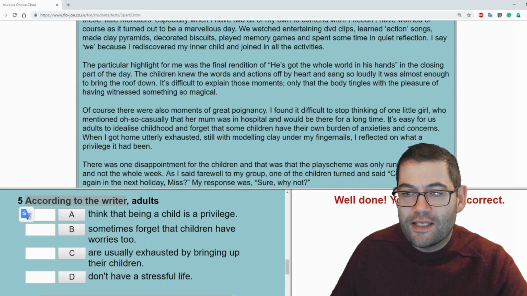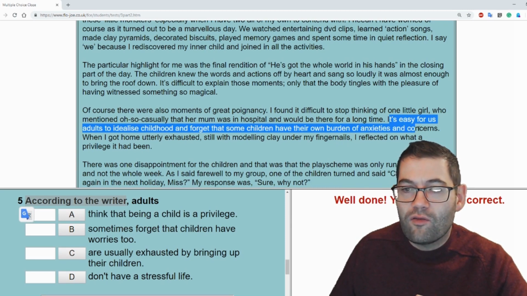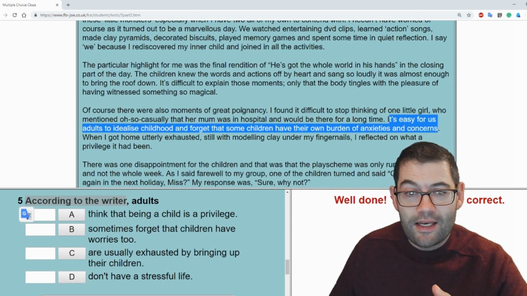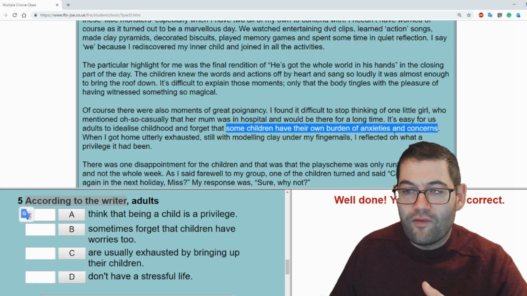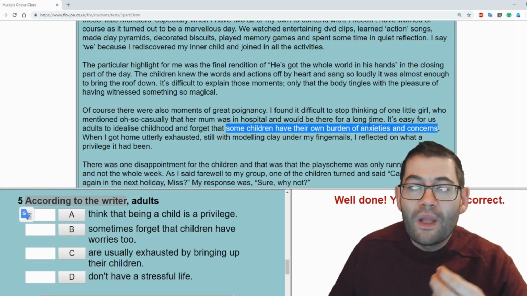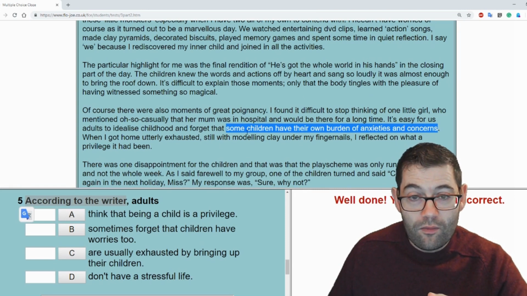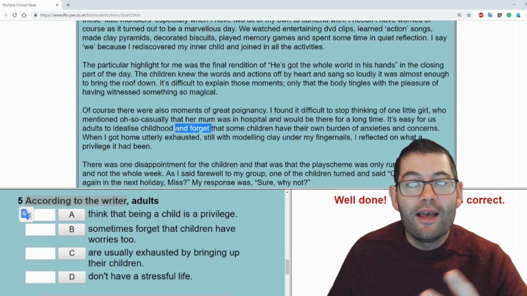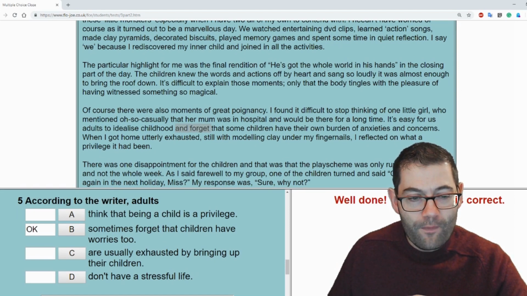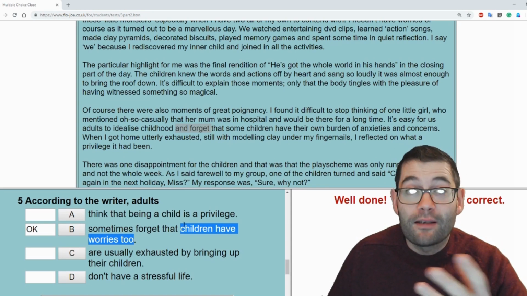And then the writer says, it's easy for us adults to idealize childhood and forget that some children have their own burden of anxieties and concerns. And it's this part here that links to our answer. This idea of anxieties and concerns. If you have anxieties and concerns, it means that you have worries. And this idea of it's easy for us to idealize childhood, and here we've got a clear vocabulary link, and forget. Well, that links clearly to B, where it talks about adults forgetting and children having worries. So here we've got clear vocabulary links between the text and the answer, and that's why the answer is B.